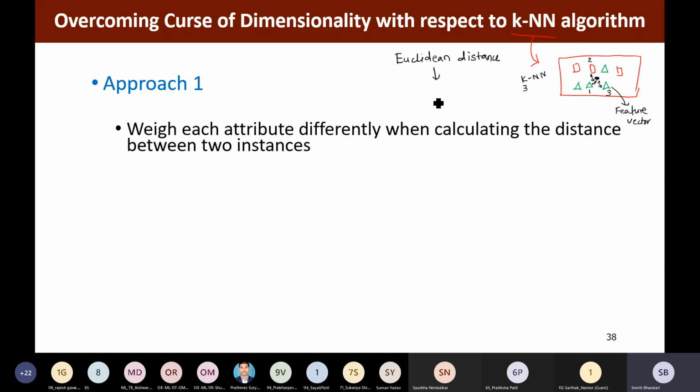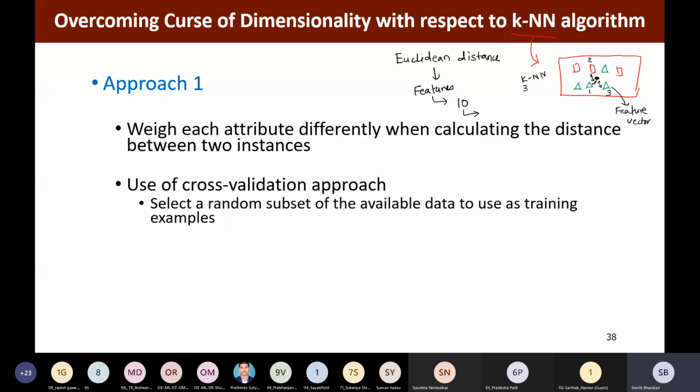Right? And if we are computing the Euclidean distance, this Euclidean distance is being computed by considering the features of the instances. So what we are trying to do is, if we want to overcome this curse of dimensionality problem, then we should provide some weights to the different attributes. So if I am having, say, 10 features, then every feature may have some different weight. And based on that weight, the distance between two instances is being computed.